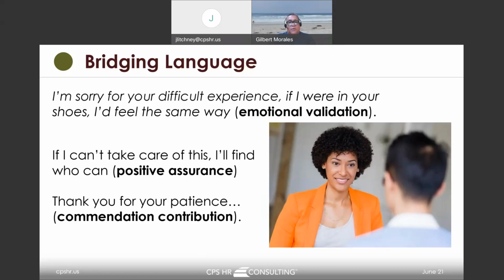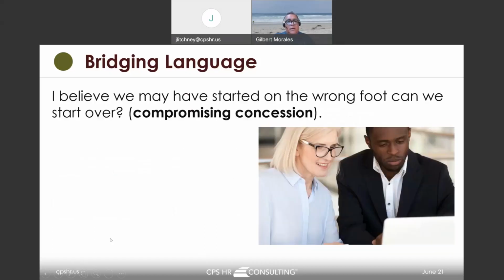That's how you would utilize it. I want to thank you for your patience. I know that you've taken a lot of time with this, and I'm sorry that you had to go through this. I'm going to work on this as much as I can. So I do want to thank you for your patience. And so these are all different strategies and all different things that you can utilize. Step one, step two, step three.